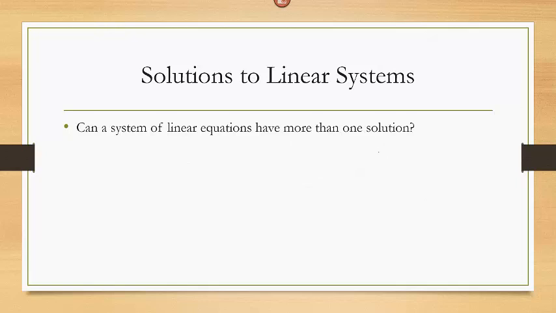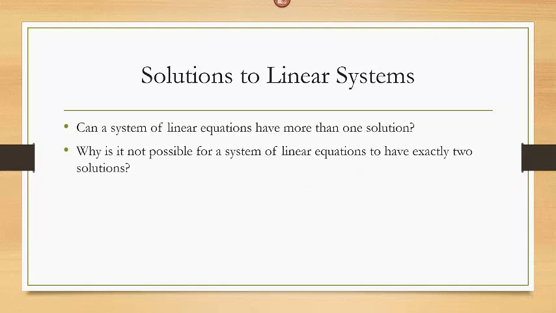Let's ask ourselves, why is it not possible for a system of linear equations to have exactly two solutions? Like I just said, by definition a line is straight, so once a straight line crosses another straight line, that's it, there's only one solution.